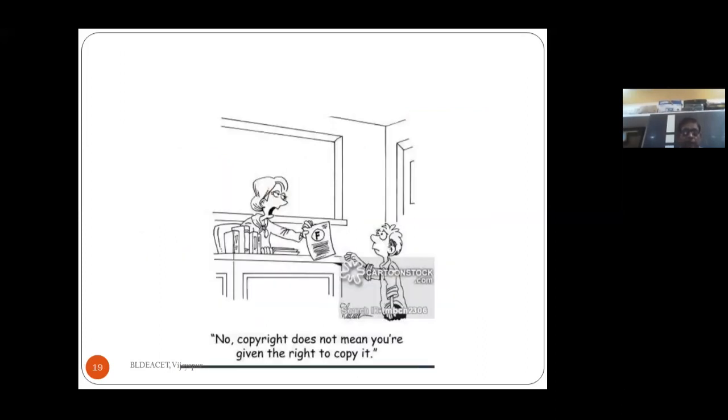Here, we usually see copyright in every book. No, copyright doesn't mean that you are giving the right to copy.